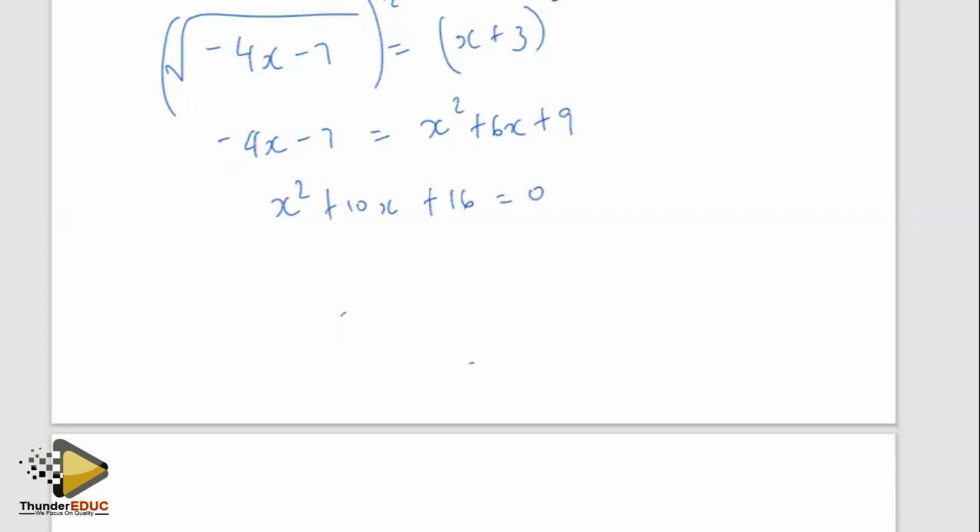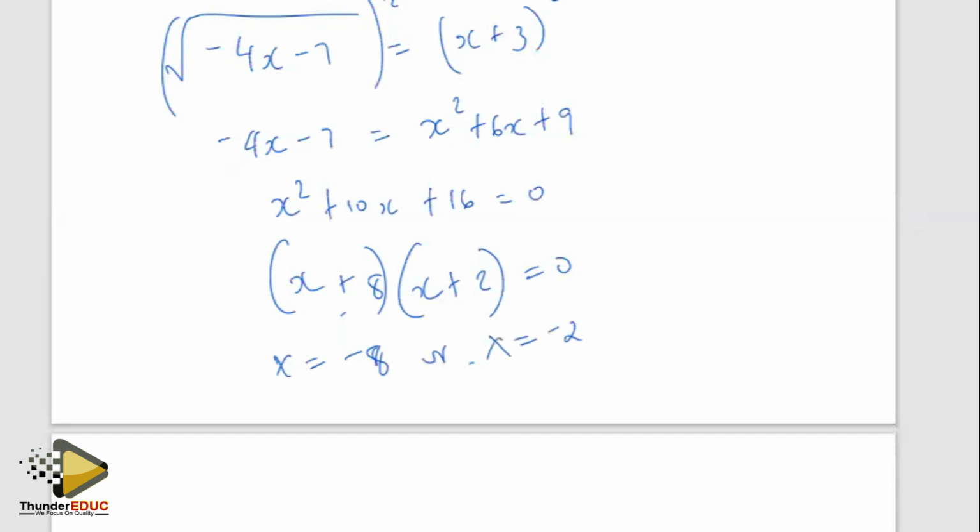Does that make sense? Okay. Let's factorize. So you can have x and x, you can have 8 and 2. So either my x is going to be negative 8 or the x is going to be negative 2.